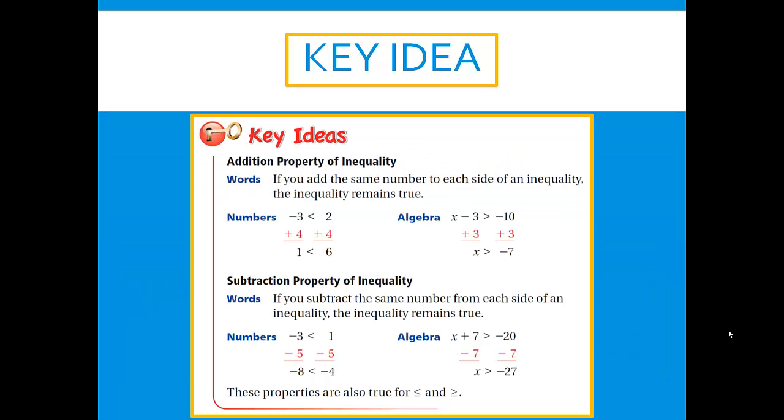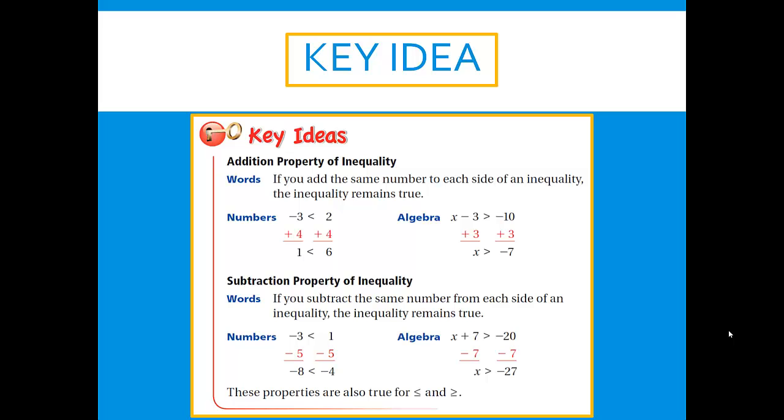The addition property of inequality tells us if you add the same number to each side of an inequality, the inequality remains true. So if we have -3 is less than 2, we could add 4 to each side and we'd get 1 is less than 6, and that is true. If we have x minus 3 is greater than -10, we could add 3 to each side and we would get that x is greater than -7, and that is also true.